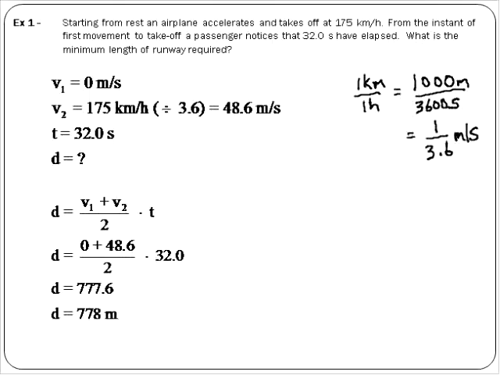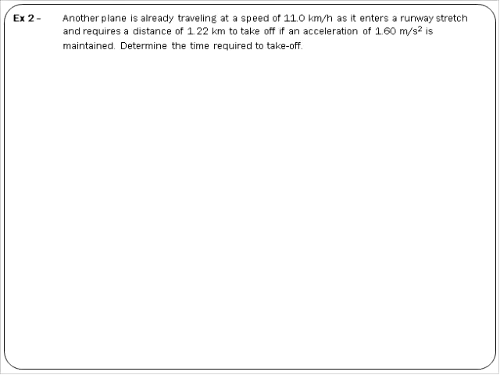Let's try another example. Also an object moving horizontally. Another airplane. Okay, already moving this time. This doesn't start from rest. It's already moving at 11.0 kilometers per hour. It enters a runway stretch and requires a distance of 1.22 kilometers to take off. The acceleration of this plane is 1.60 meters per second squared, and it's maintained. In other words, we're going to assume that it's a constant acceleration, a uniform acceleration. In this particular course, that has to be the case, or you can't really solve it. Okay? Determine the time required to take off.